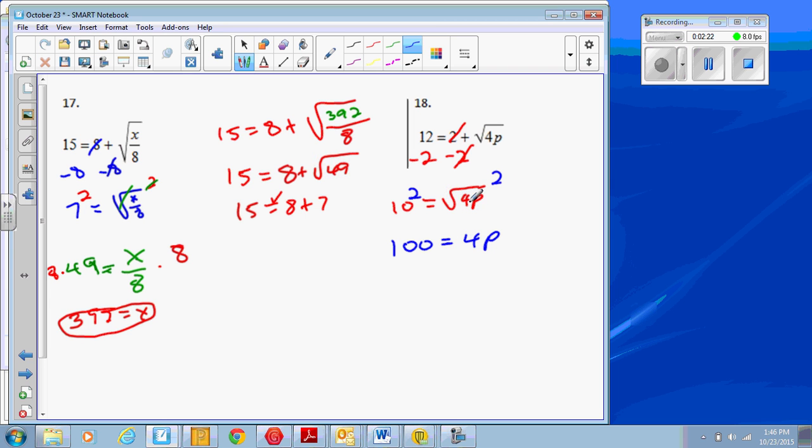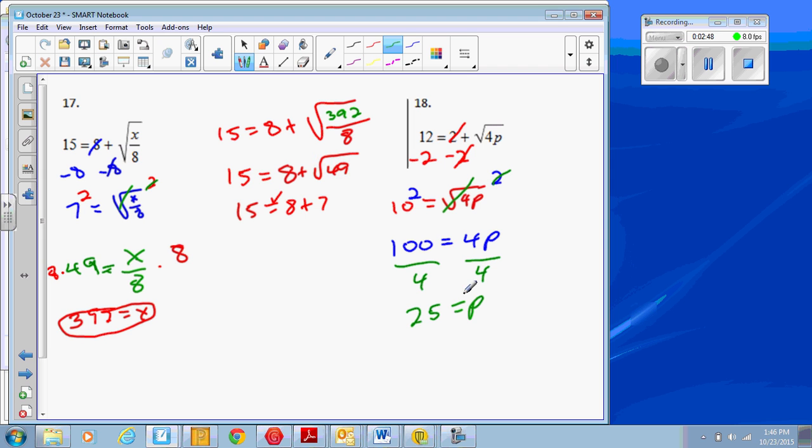Some people were writing 16 because 4 squared. That's not what happens. This square is taken care of by the square root. So essentially, some people like to say we cross it off like that. Technically, it's just not done that way, but that's it. Now for this one, we're going to get rid of this 4, like we did in 8th grade, by saying divide by 4. So that means 25 equals p.